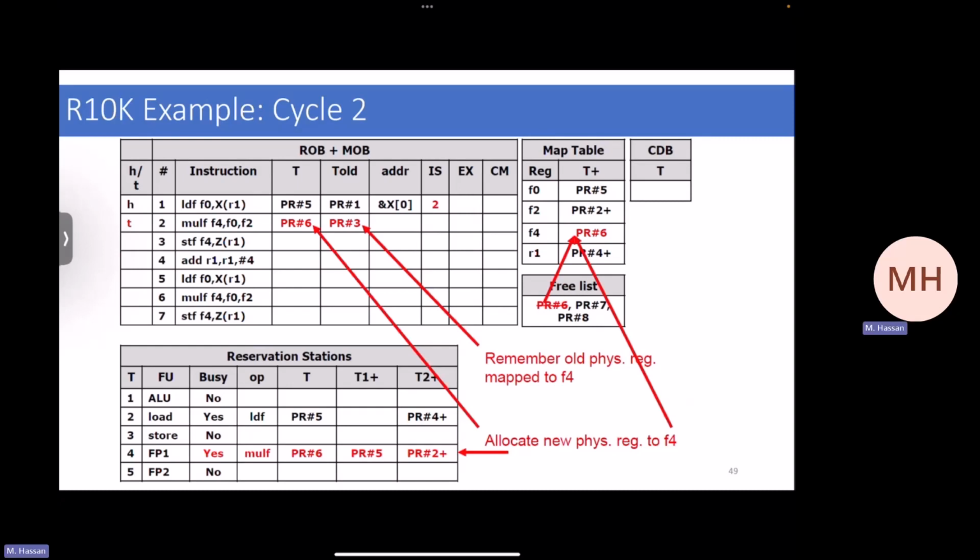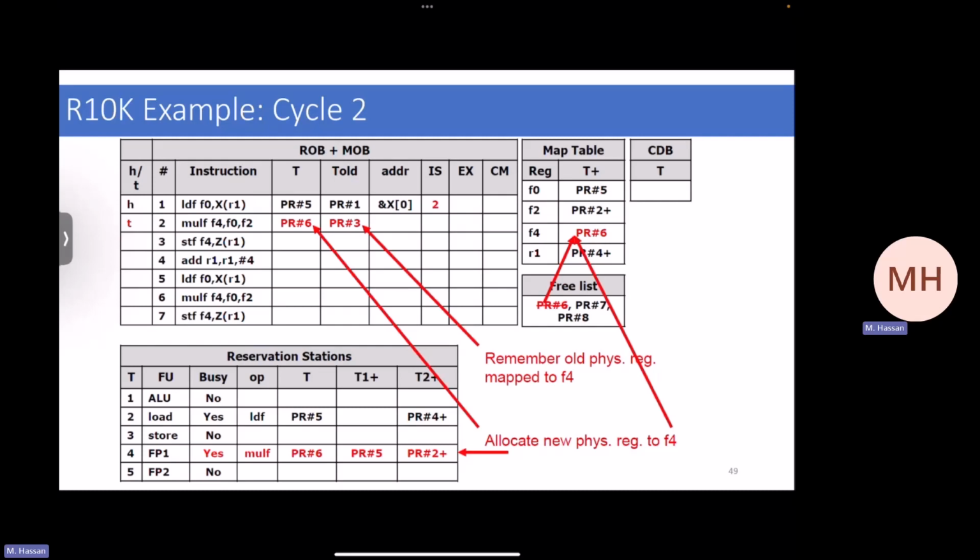And then here for the multiplication, now the multiplication needs F0. Well, what value or what tag does it need to read? In reality, if you look into the FP1 here, the multiplication needs the result of the load, which means F0 is in reality going to be BR5, right? So the multiplication is going to read physical register 5, which is going to hold the result of the load. And then the multiplication itself is going to write into physical register 6.